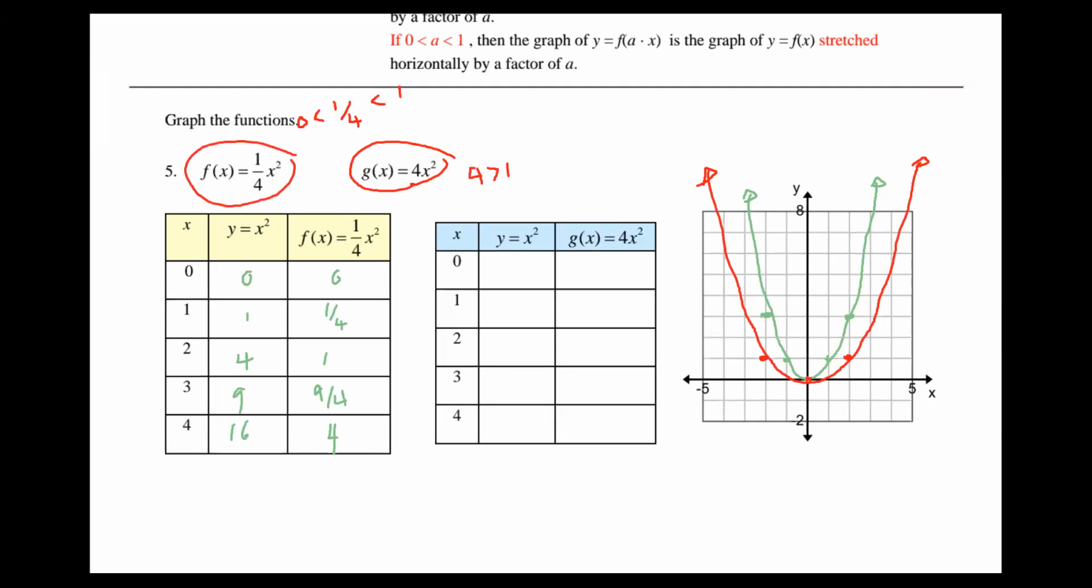And then the next one, we are going to use a different color. So 4 times x squared is going to be 0, 4, 16, 36, 64. So it's going to be 0, 0. 1 is going to be 4. It's going to be shrunk. And 2 is going to be 16 somewhere here. So it is going to be vertically shrunk. Okay.